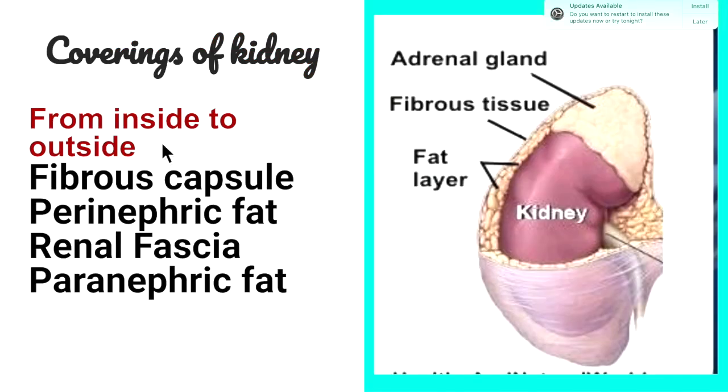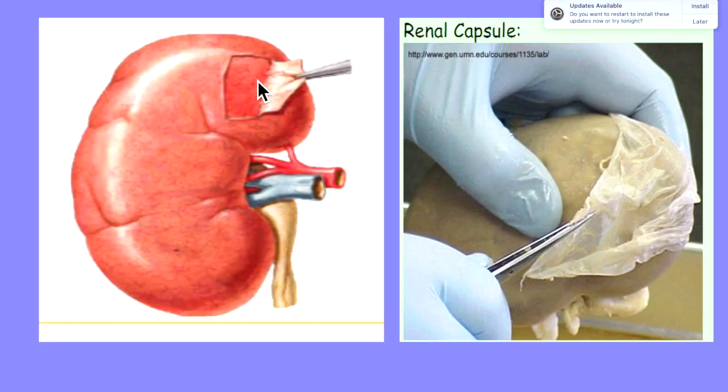Next, as I already told you, these are the coverings of the kidney from inside to outside. First one is the fibrous capsule. Next one is perinephric fat. Third one is renal fascia, and the fourth one is paranephric fat. So the first layer is the fibrous capsule. It is also known as the true capsule.